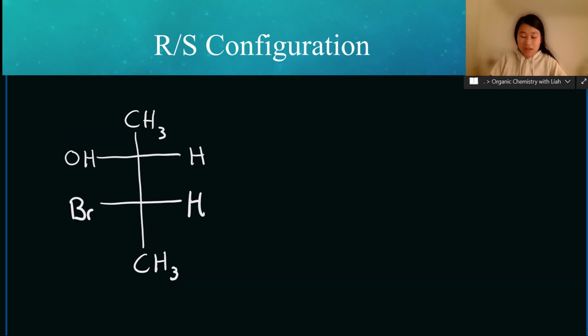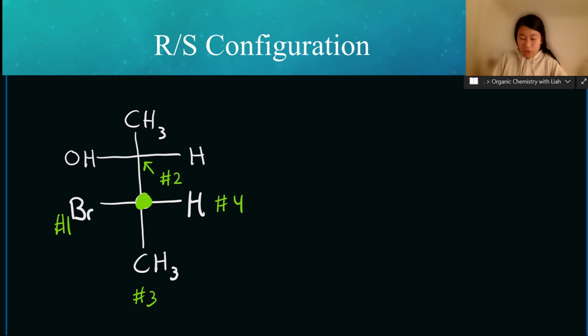Let's find the R/S configuration of a Fischer projection. So let's find the configuration for this carbon right here. So this carbon, let's put it in green instead. We're going to do the same thing. We're going to count the priorities. So bromine will be number 1, hydrogen will be number 4, methyl will be number 3, and this carbon right here will be number 2.